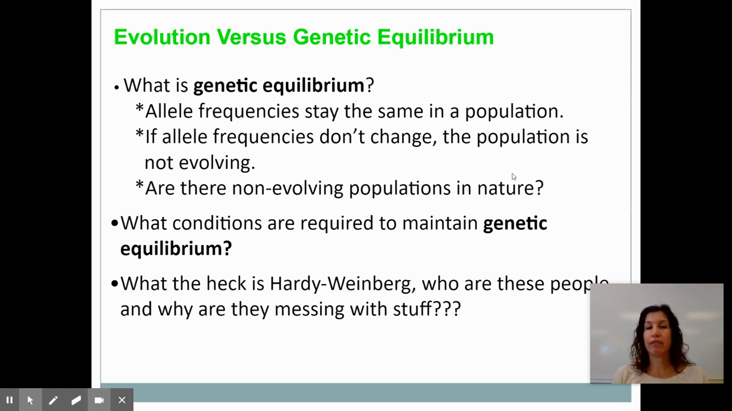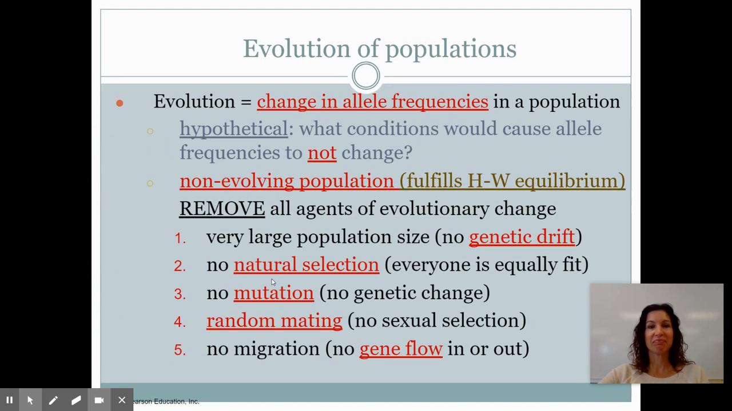Are there non-evolving populations in nature? Probably not, right? I cannot think of a single population, and we'll look at what is required for a population to be in genetic equilibrium, and that would be really, really hard to do in a natural setting. So we're going to talk about what's required to maintain genetic variation and then what Hardy-Weinberg is.